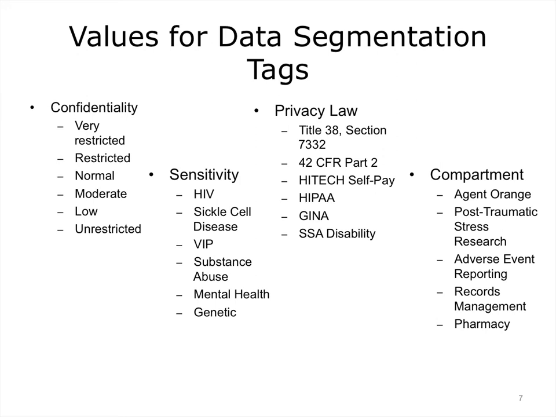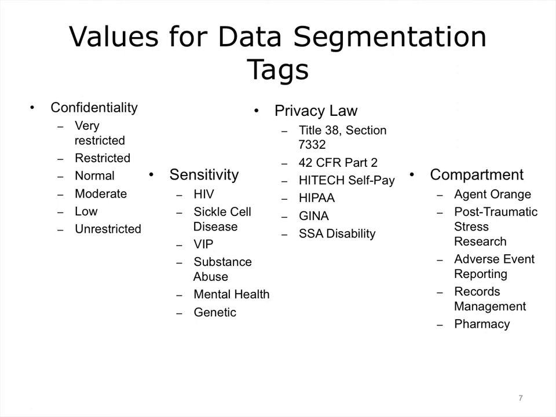When we look at the data segmentation tags that were covered on the previous screen, we find these are some different values for them. So, for example, the confidentiality of VIPs or very important persons at a particular institution may be very restricted. Whereas if you have an entirely anonymized, de-identified database that has been determined to be secure, the confidentiality may be unrestricted. You can see how those values for the data tags may work.